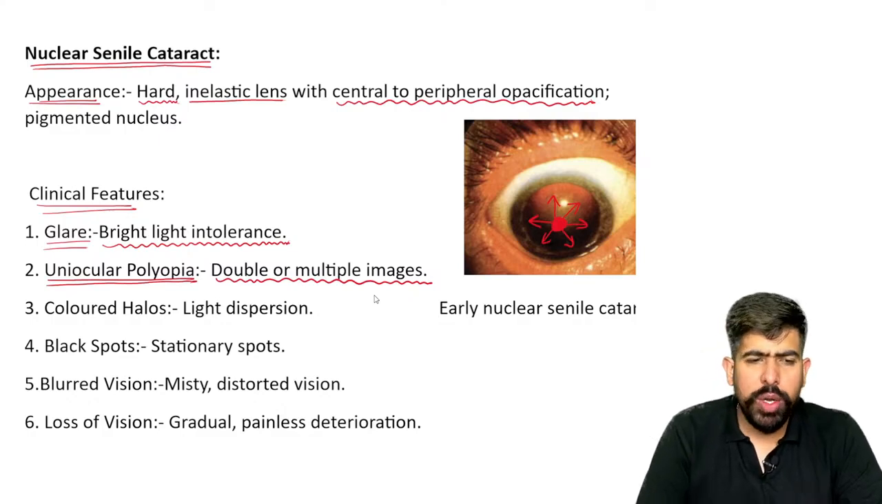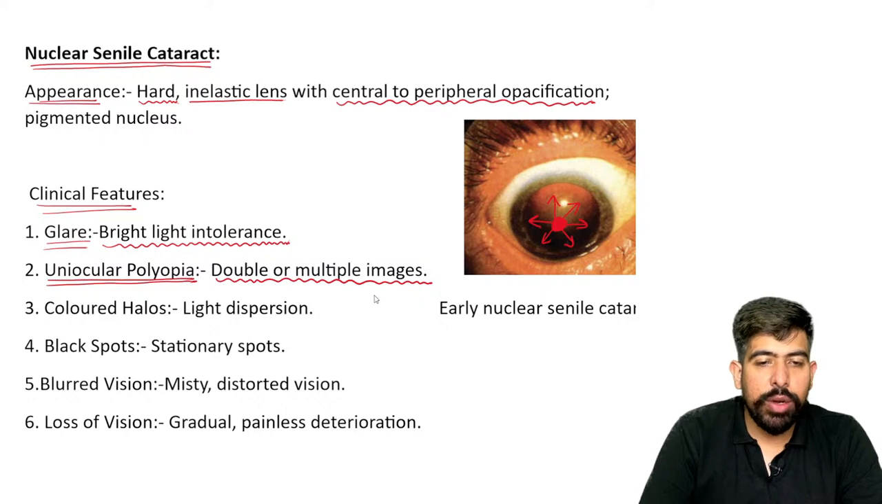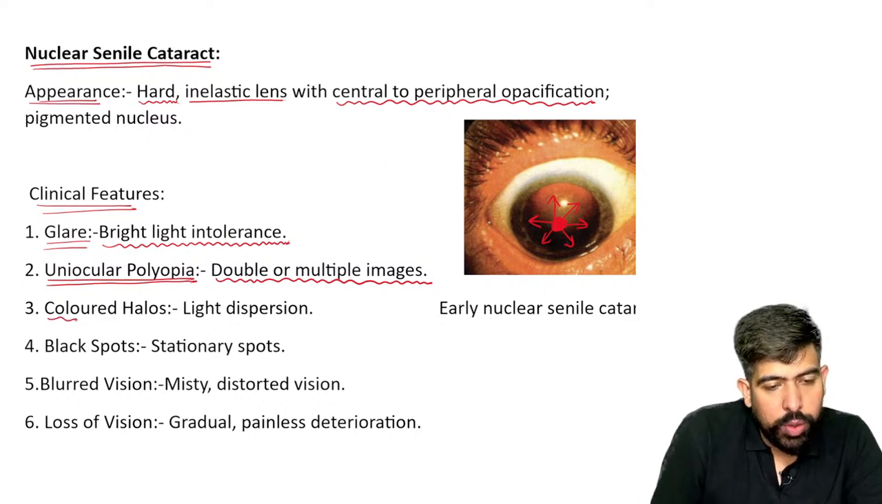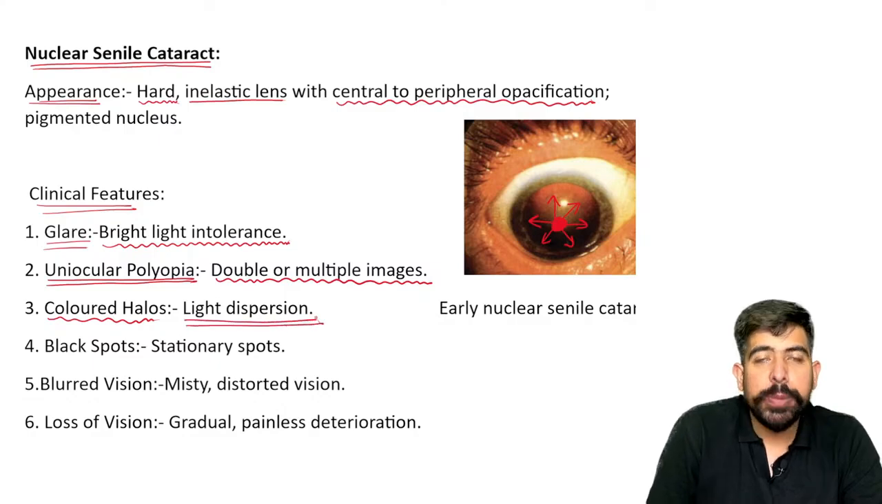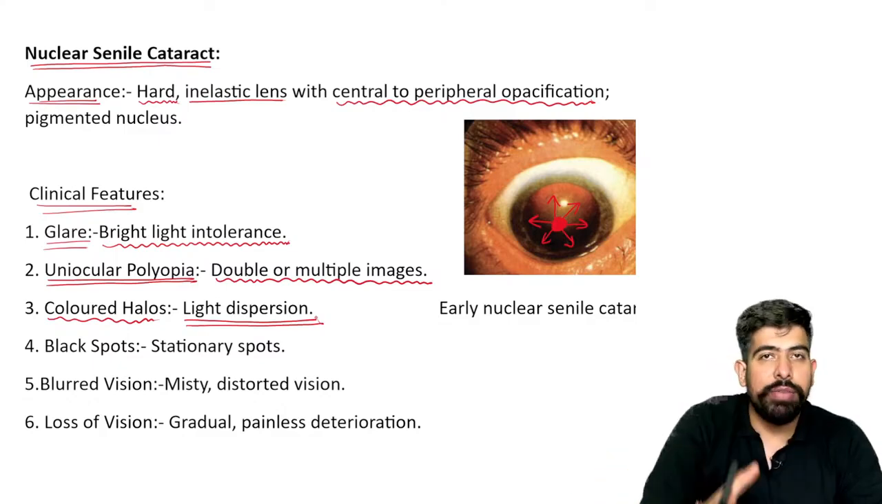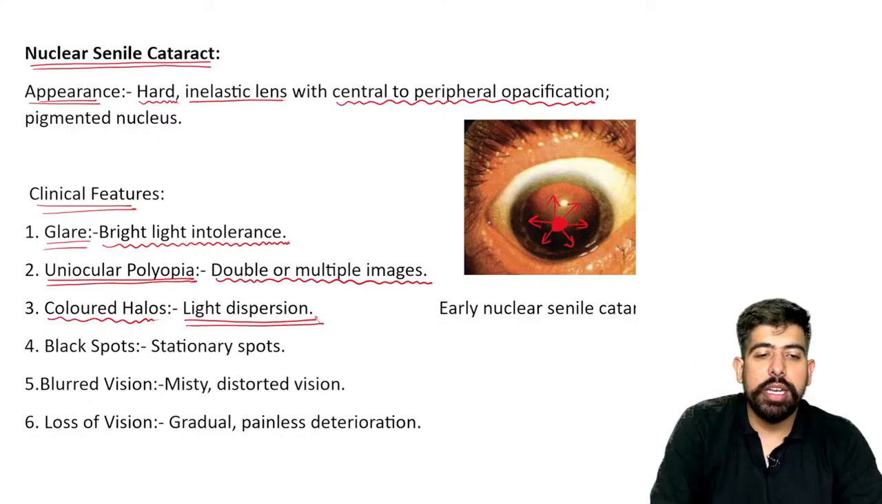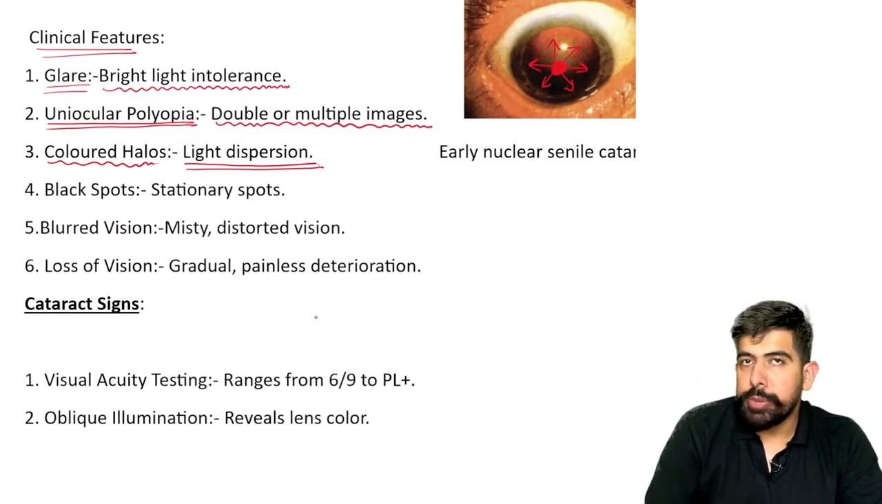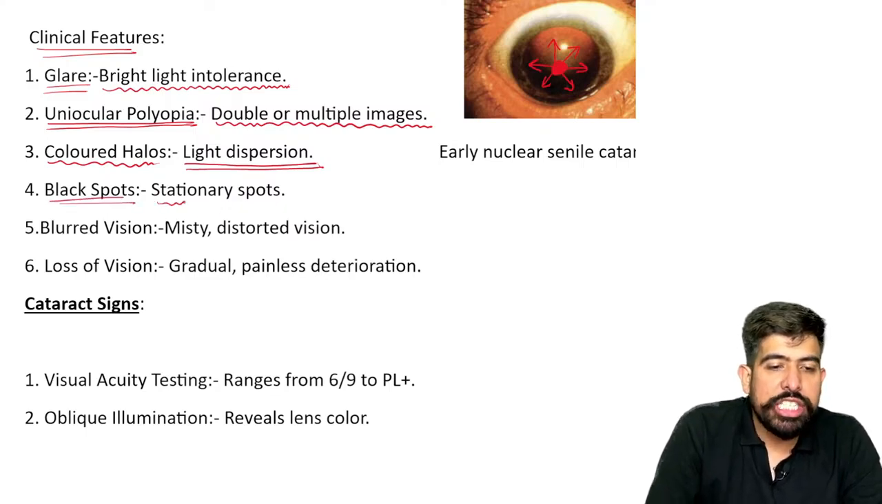Now, not only this, the next is color halos. What is the meaning of color halos? Color halos are light dispersion. What do you mean by light dispersion? As the light passes through it, it changes into the seven colors, VIBGYOR, and the patient feels the color halos due to this light dispersion.